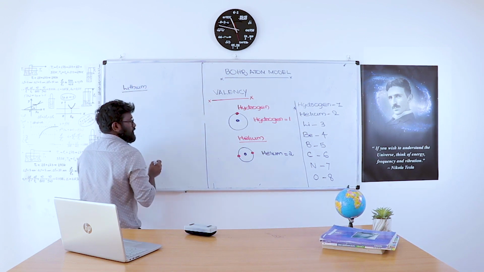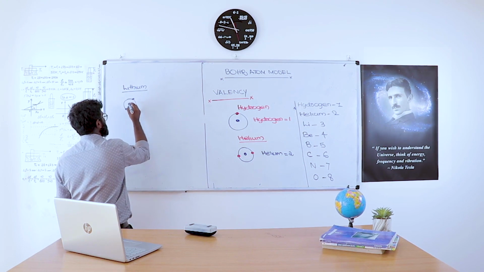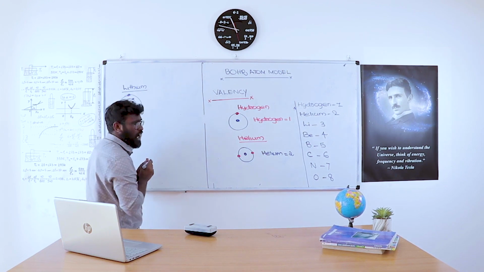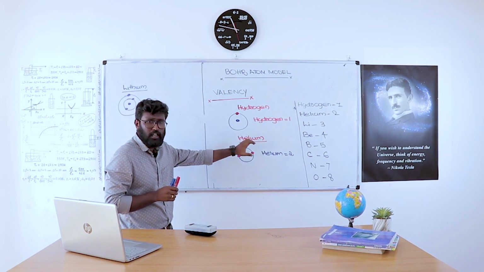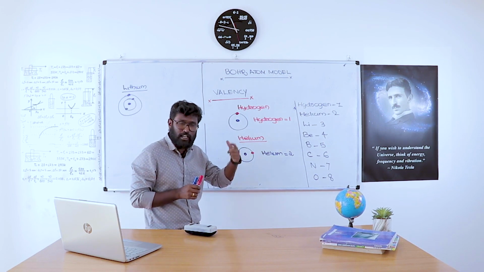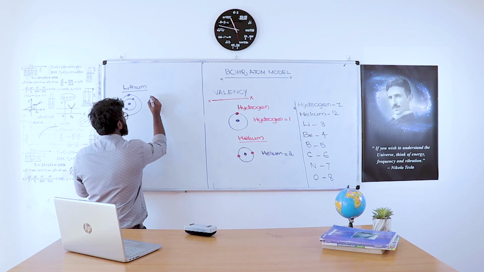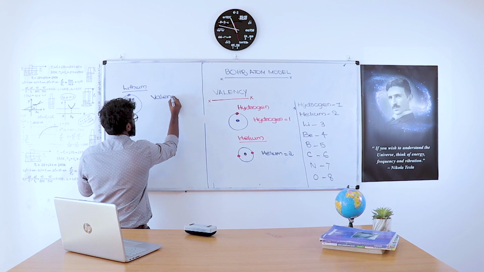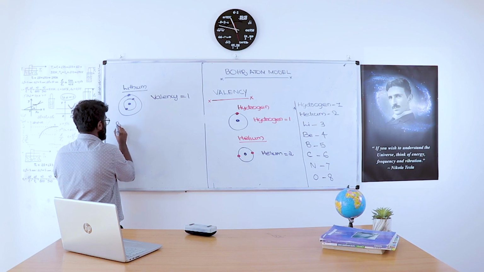For lithium, the center is nucleus. There will be 3 electrons. The first shell can accommodate 2, the next one can accommodate 1. So the outermost shell consists of only 1 electron. The combining capacity is called valency. Therefore, the outermost shell consists of only 1 electron, so here the valency is 1.